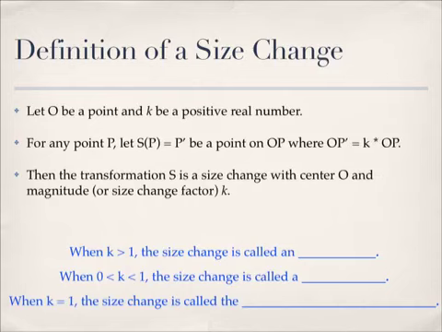And so then we would call that movement a size change with center O, and then the magnitude would be K. See what I mean? Sounds confusing? It'll make much more sense once you see it. But I wanted you to have it in words. When that K value is bigger than 1, think about what we just did. Our K value a second ago was 2 because we multiplied the coordinates by 2. Anytime that K value is bigger than 1, is the shape going to get bigger or smaller?